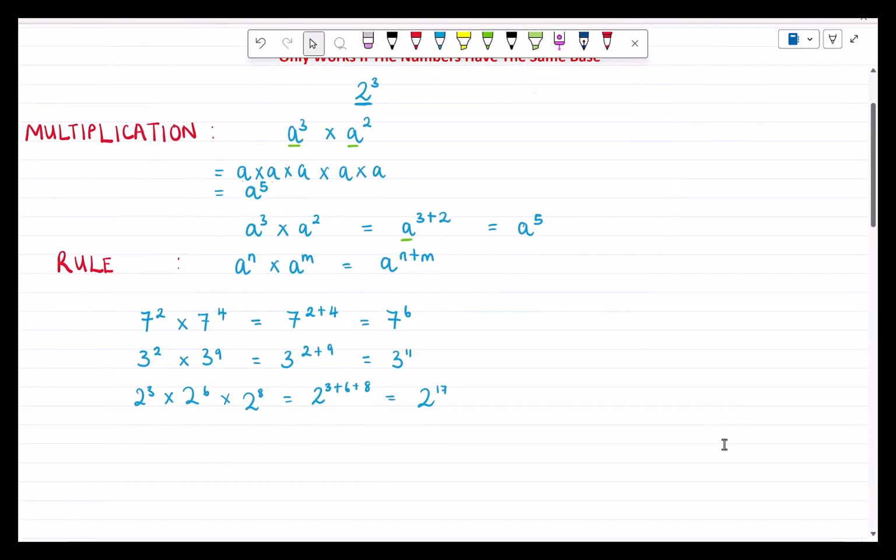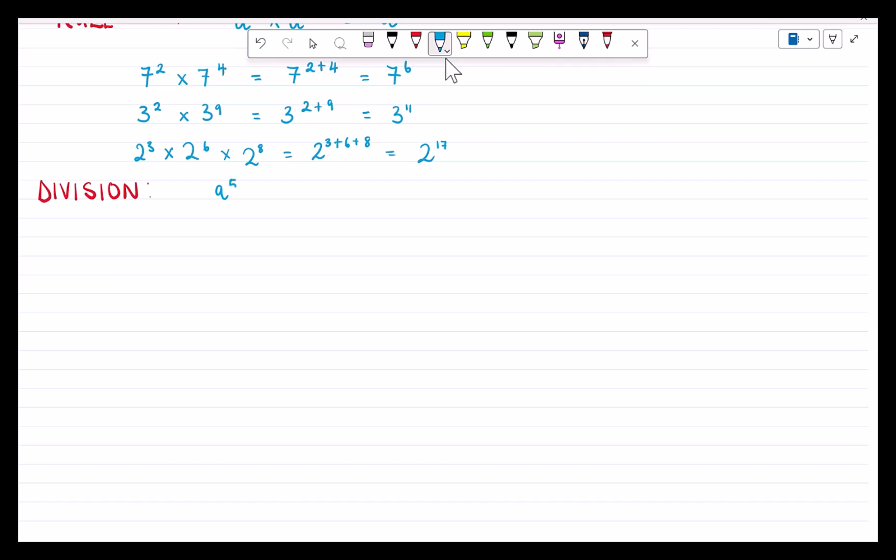Moving on to division, if we have a to the power of 5 divided by a to the power of 3, we can rewrite it as a to the power of 5, that is a times a times a times a times a, divided by a to the power of 3, that is a times a times a. Now, cancelling the a's, we cancel this a and this a, this a and this a, this a and this a. And now we're left with a times a, which is equal to a to the power of 2.